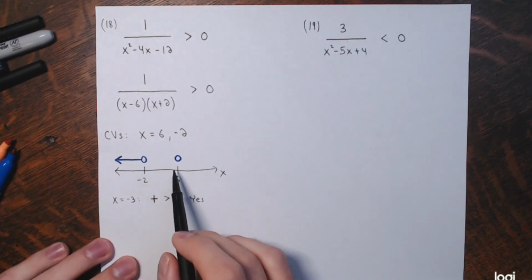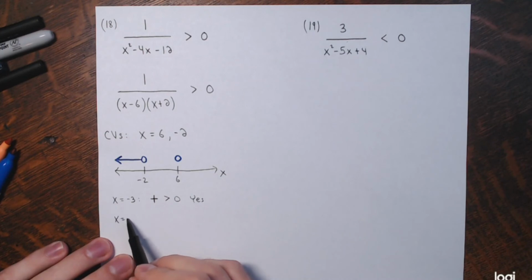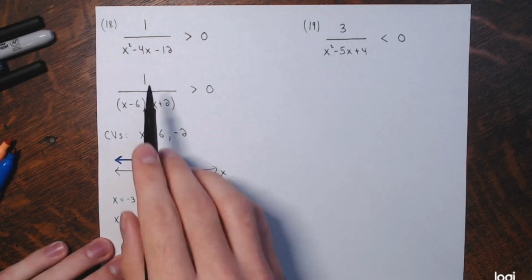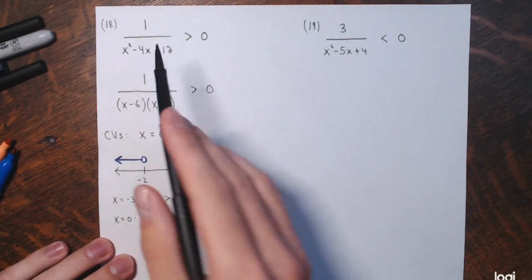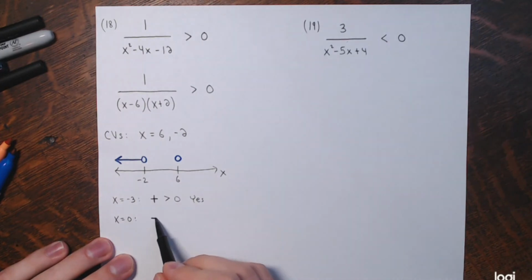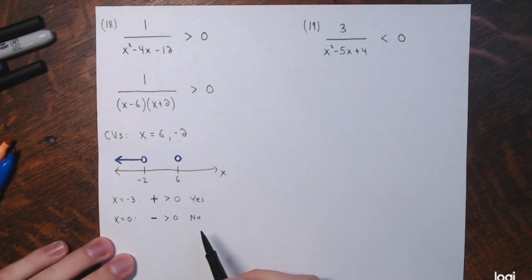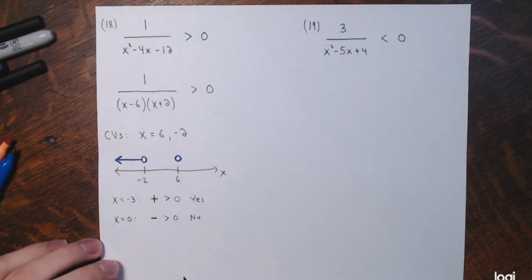Between negative 2 and positive 6, how about 0? Test that out. Going back to the beginning, you see that's 1 over negative 12 if x is 0. That's a negative number on the left. And is that greater than 0, a negative number? Nope. So that interval I'm going to leave blank.